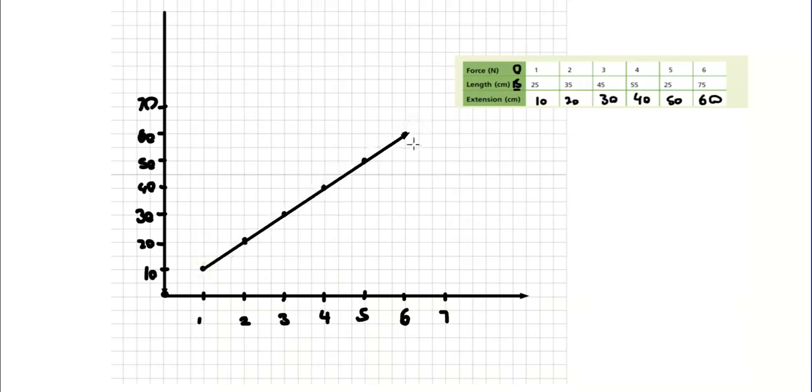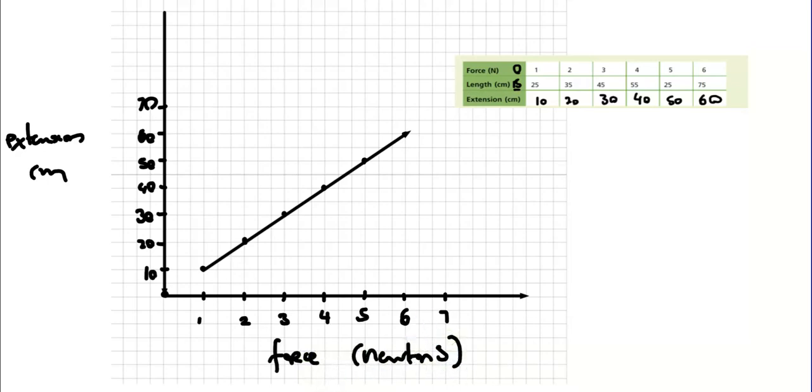And then we draw the line, and there is our graph. So this is extension measured in centimeters. This is force measured in newtons. Okay, sorry about that question, guys. It's a bit of a tricky one there, okay? And what else do we have in the question?